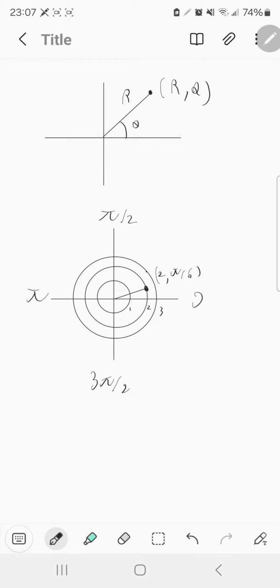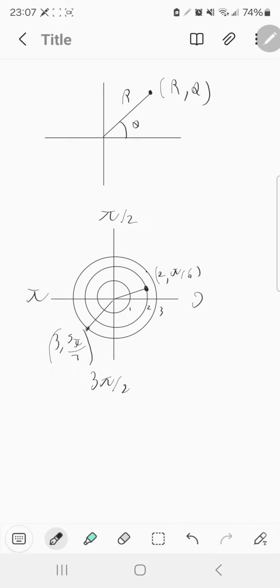If we wanted the point 3, 5 pi over 4, well, this is pi over 4, 2 pi over 4. So this is 4 pi over 4, and 5 pi over 4 would be right here. This would be 3, 5 pi over 4.